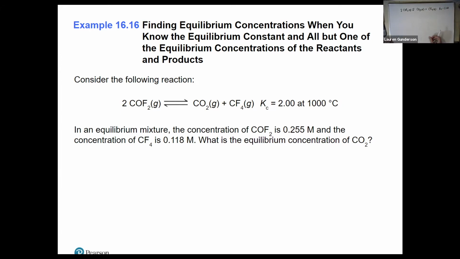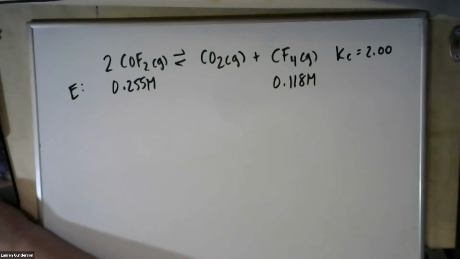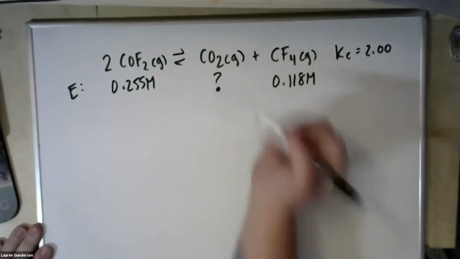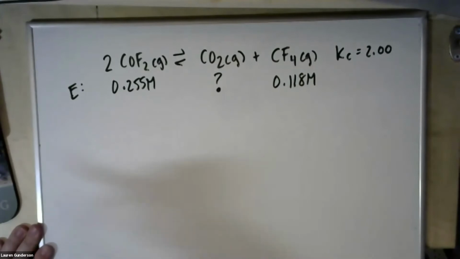Okay, so this says in an equilibrium mixture, the concentration of the COF2, so we're at equilibrium here, is 0.255 molar, and the concentration of CF4 is 0.118 molar. And it asks us, what is the equilibrium concentration of the CO2? Okay, so that's our unknown.